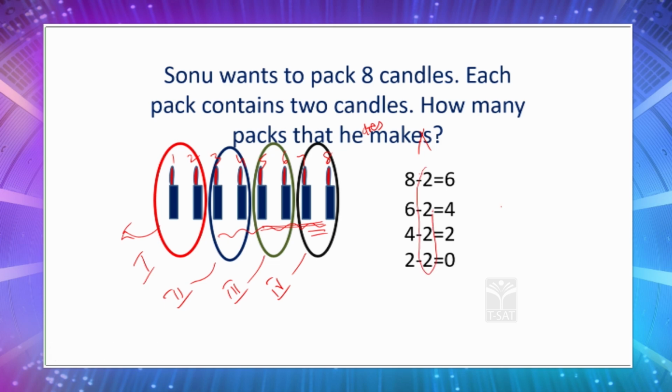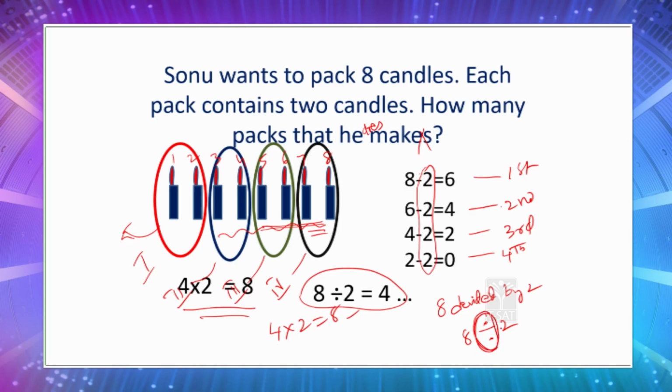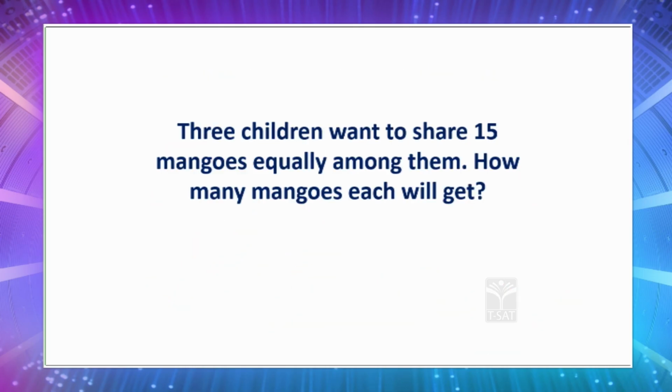See, observe here, we are subtracting 2, 2, 2, 2 from this. How many times? This is first time, this is second time, this is third time, and this is fourth time. So, how many times we subtracted 2 from 8? 4 times. So, this can be written as 4 into 2 is equal to 8. Here we subtracted 2 4 times from 8. So, that can be written as 8 divided by 2. This symbol is used for division, right?